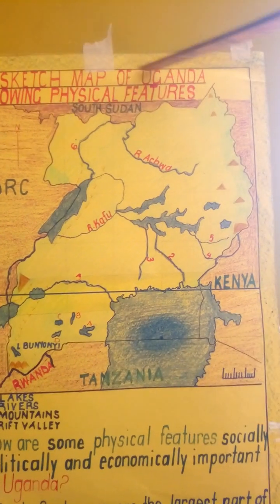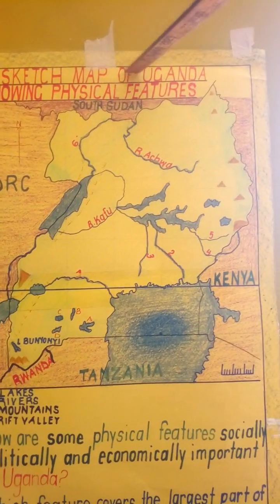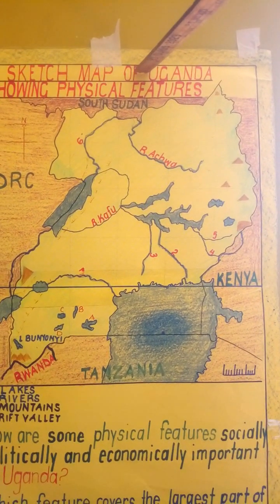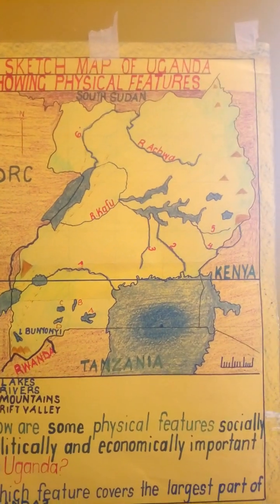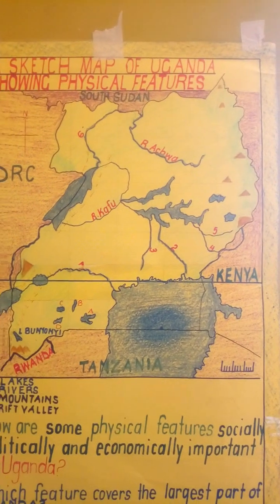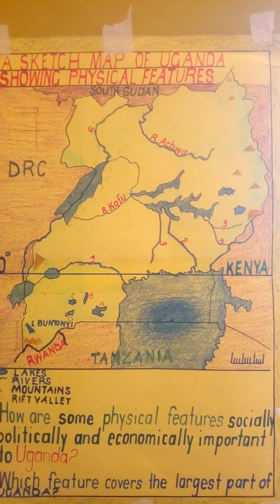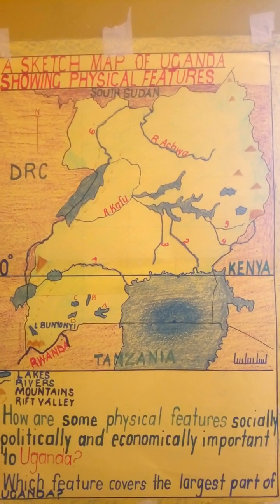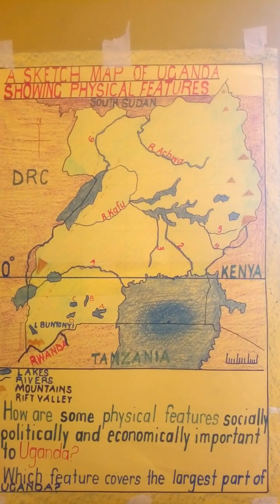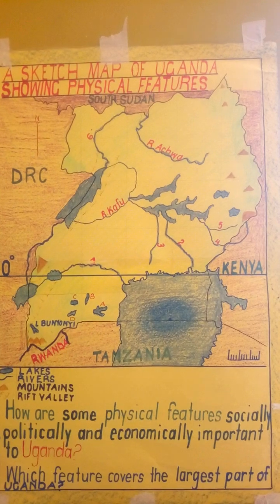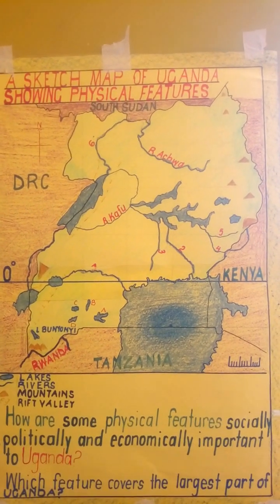Look at this heading. It is saying a sketch map of Uganda showing physical features. That means that any learner who is going to learn will really know what the map is all about. So a title tells a map reader what the map is all about. So this map of Uganda is about the physical features of Uganda.